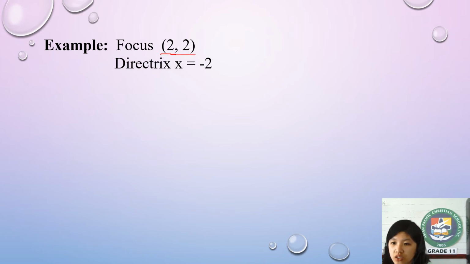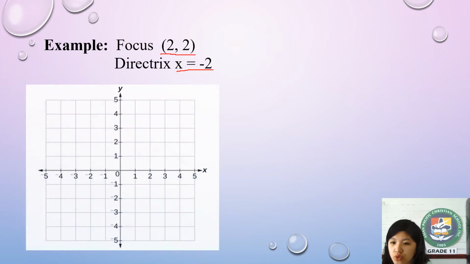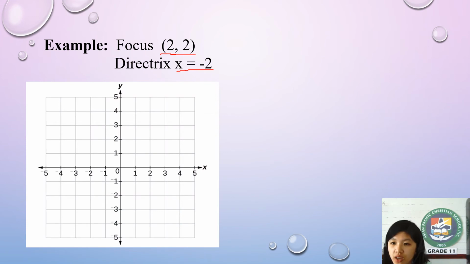Next. So, another example we have here, the focus 2 and 2. Then, the directrix x is equal to negative 2. So, ipa-plot natin yan. Since we have the focus positive and positive, alam nyo naman siguro kung saan ipa-plot yan, no? Nasa quadrant 1, kasi ang quadrant 1, ang mga values niyan ay positive and positive. So, since ito ang 2 ng x-axis, then ito ang 2 ng y-axis, kung saan sila nag-meet, doon natin ilalagay yung ating point. So, itong point niyan ang ating focus.